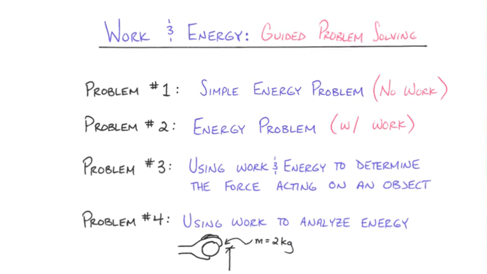The second one is a similar problem, however, now there's, I believe, friction, and therefore there's some work that's performed. So energy will either leave or be entered into this system. The third problem is an example of how using work and energy can determine the force that acts on an object. And problem four is just using work to analyze changes in energy, and using the concept of work to see how the total energy of the system has changed.